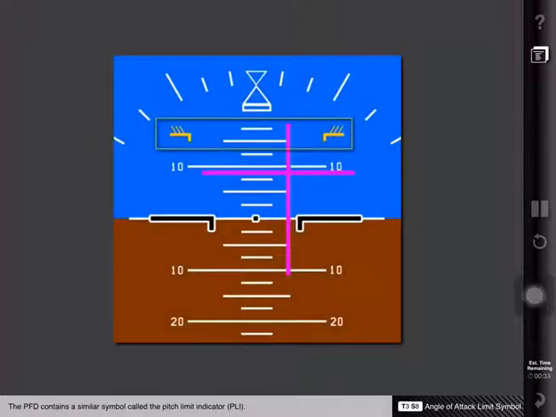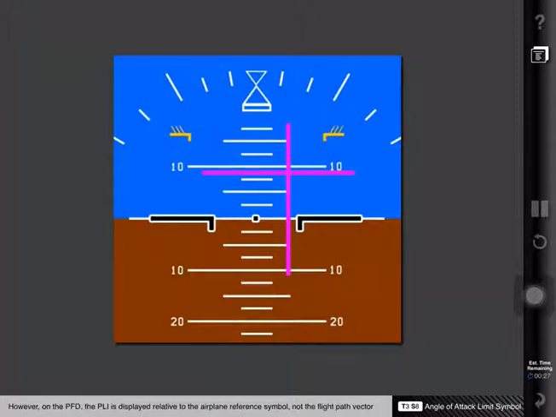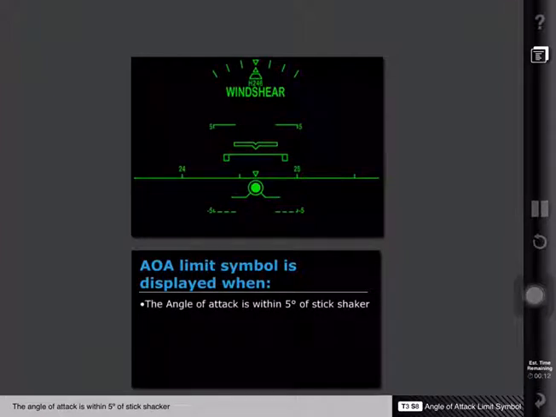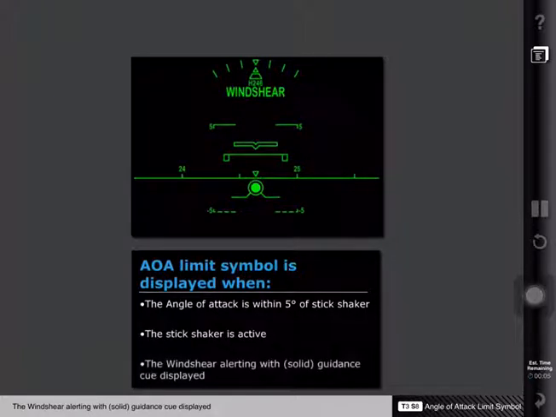The PFD contains a similar symbol called the pitch limit indicator, or PLI. However, on the PFD, the PLI is displayed relative to the airplane reference symbol, not to the flight path vector. The AOA limit symbol is displayed when the angle of attack is within 5 degrees of stick shaker, the stick shaker is active, or the wind shear alerting with guidance cue is displayed.